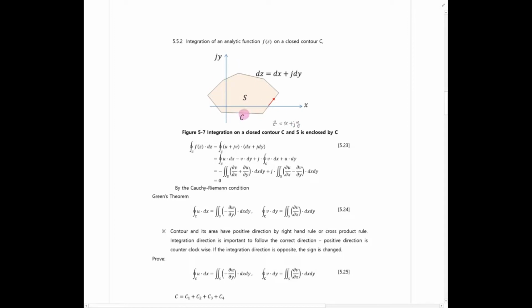Okay, this one is a domain. This C contour means a closed path. Starting from here, it turns back to the original point. Then this closed contour creates some area inside of the contour, which is referenced as S. So this is the area inside of the closed contour.